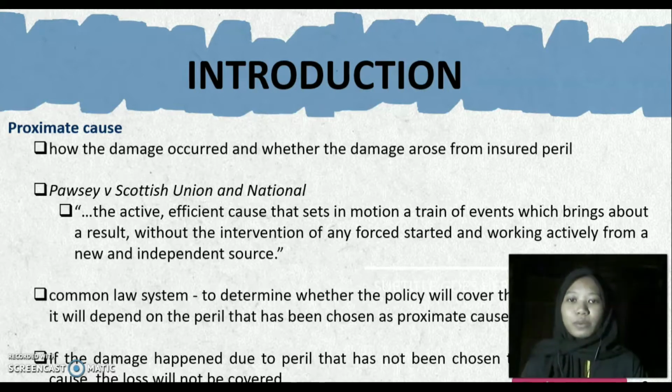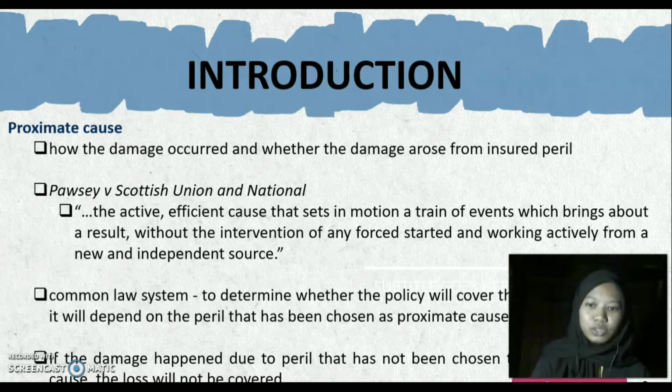So I will present about our assignment with the topic Proximate Cause, the general principle and its exception. First I will give the definition of proximate cause, and second I will give the definition of peril. What is proximate cause? Proximate cause is how the damage occurred and whether the damage arose from the insured peril.